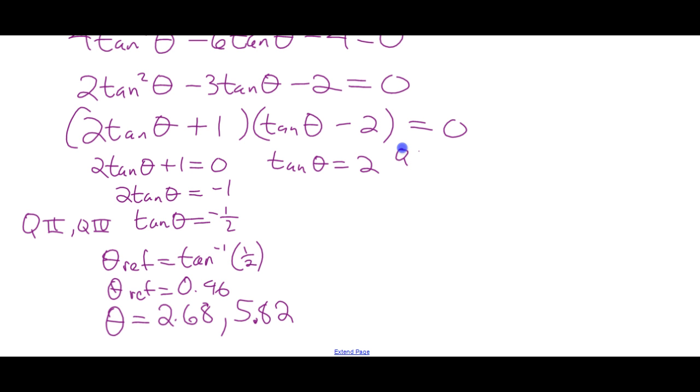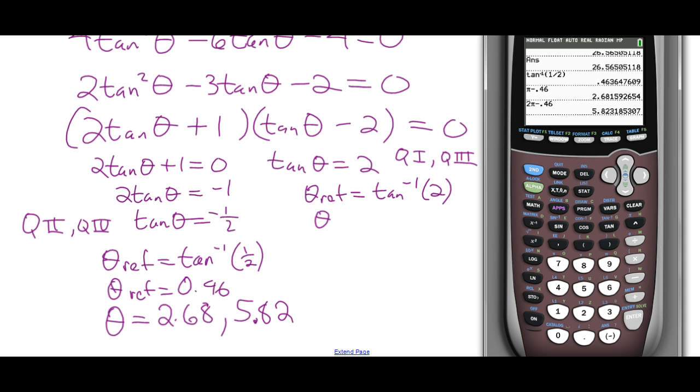Tan theta is 2, so it's quadrant 1 and quadrant 3. And theta ref is the inverse tan of 2. How much is it? Somebody got it? Somebody get it? 1.11.